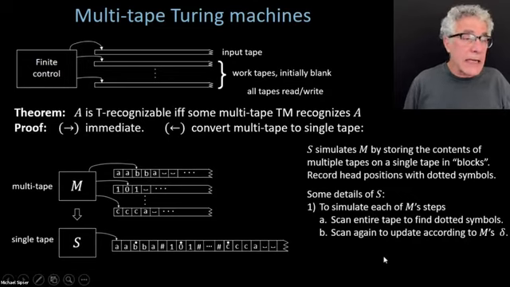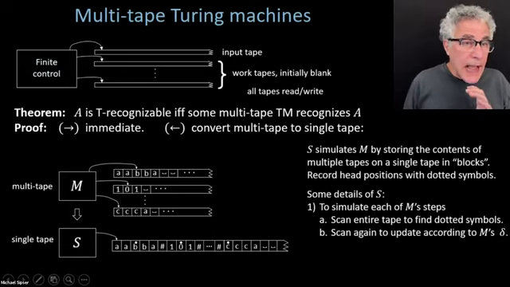And then it has to scan again to change the contents of those tape locations, and also to move the head left or right, by effectively moving the dot left or right. So that's pretty straightforward.